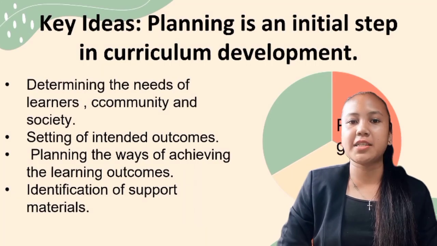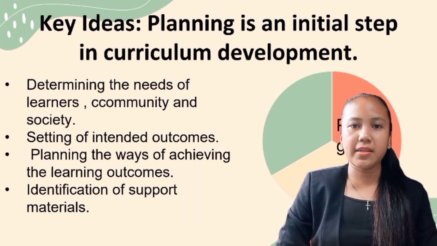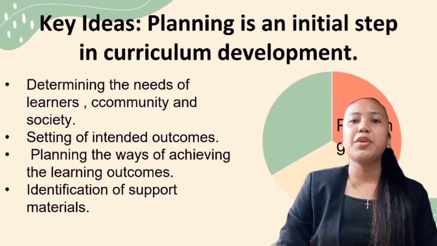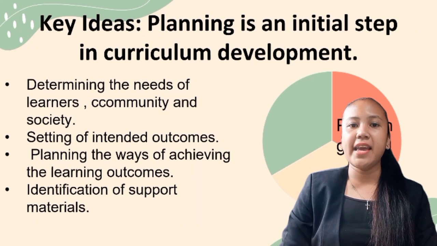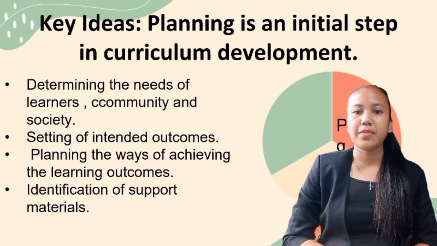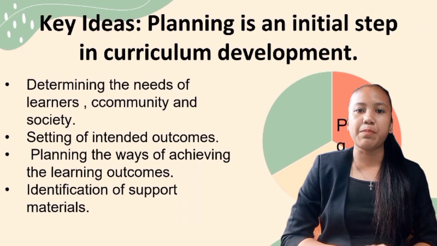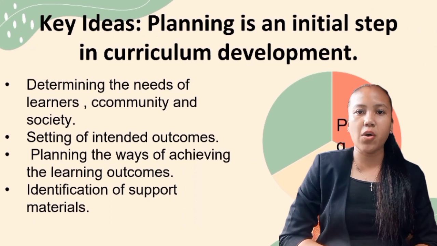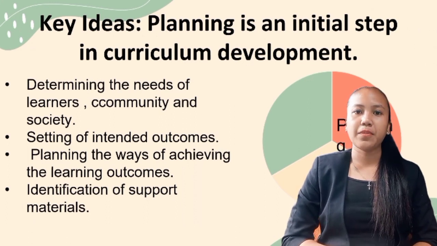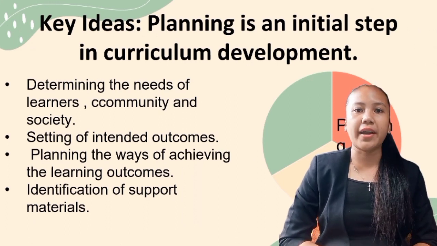Planning is an initial process in curriculum development. It includes determining the needs through an assessment. Needs would include those of the learners, the teachers, the community, and society as this relates to curriculum. After the needs have been identified, the intended outcomes are set. Intended outcomes should be SMART: specific, measurable, attainable, with result, and within the frame of time. Intended outcomes should be doable, achievable, and desired.